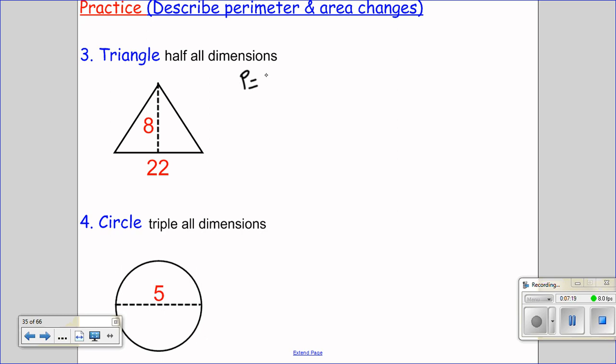So since it's equilateral, I could take 3 times 22, and I'm going to get 66. And then to find my area, it's base times height over 2. So that's 22 times 8 over 2, which would equal 88 units squared.